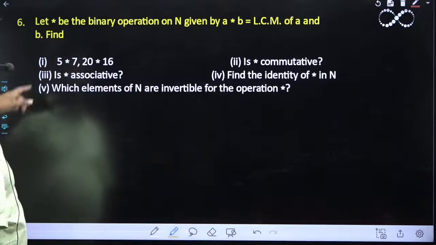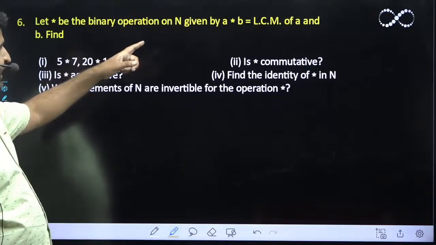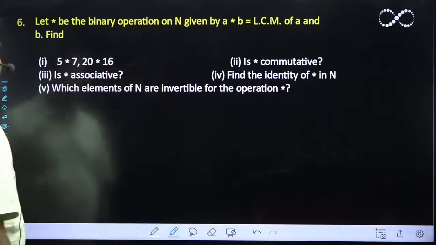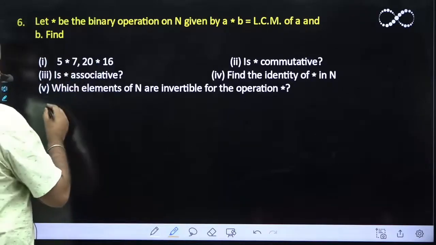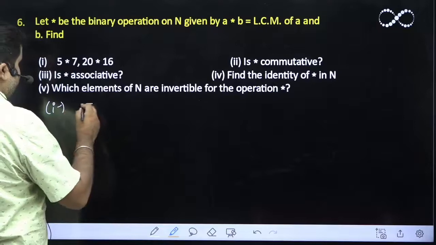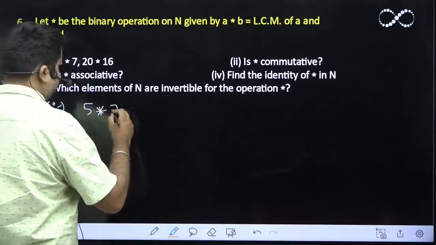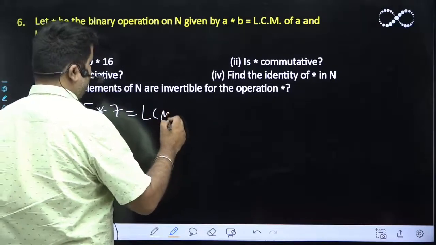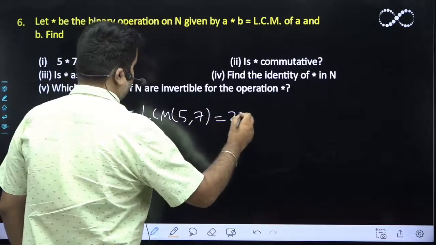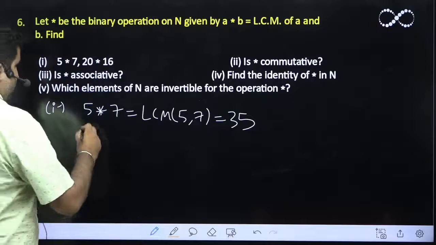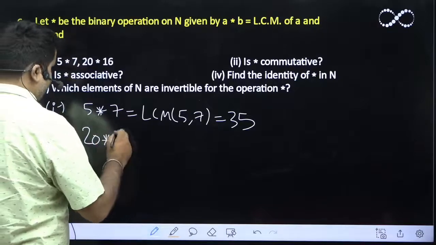Let star be the binary operation on N given by A star B is the LCM of A and B. Find 5 star 7 and 20 star 16. So let's see the first question. 5 star 7. What is 5 star 7? LCM of 5 and 7. What is that? 35.